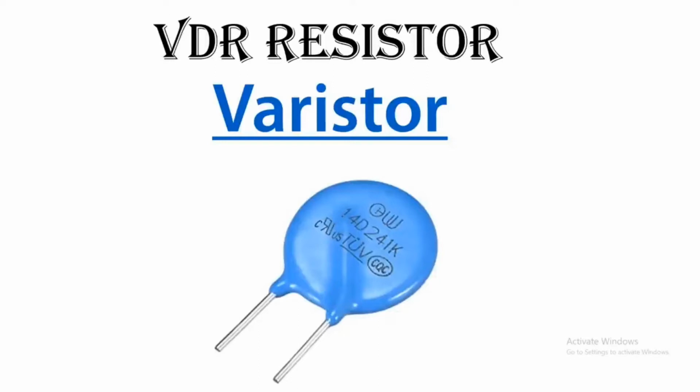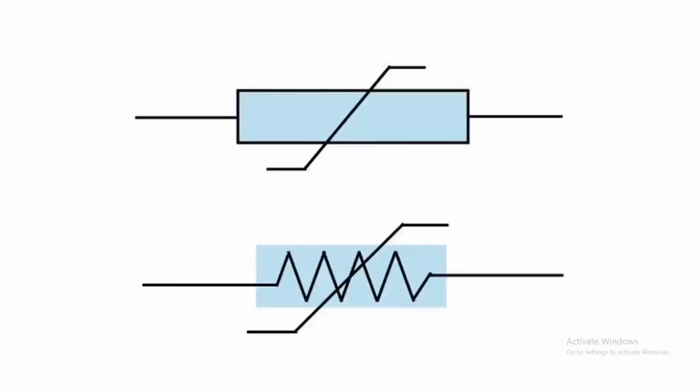It will make a short circuit to save our circuits from the high voltage. This resistor is allowed to pass the extra voltage through its body. We are using this resistor in parallel in the circuit. This is the symbol of the VDR, voltage dependent resistor.